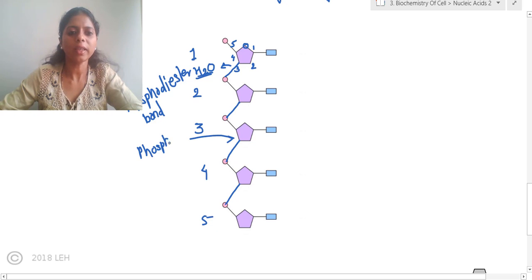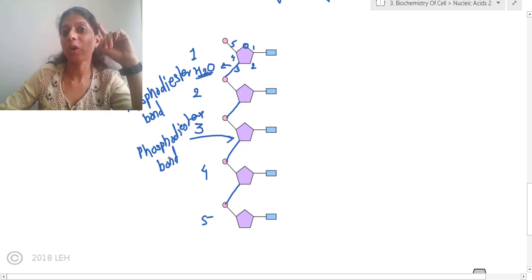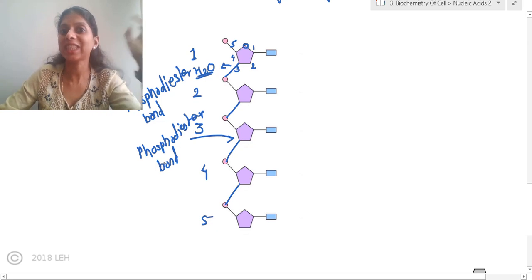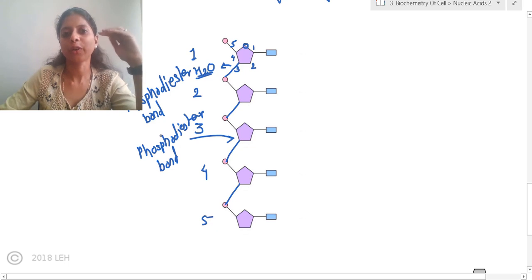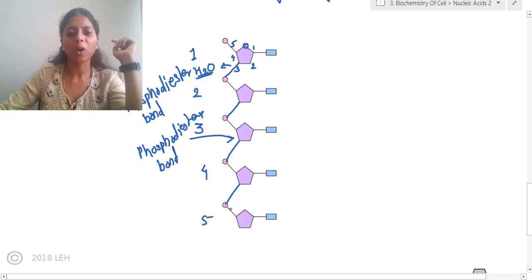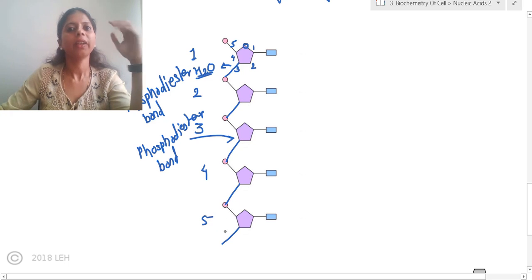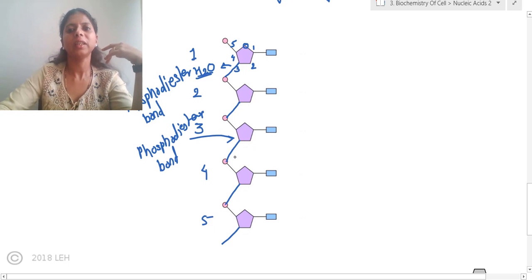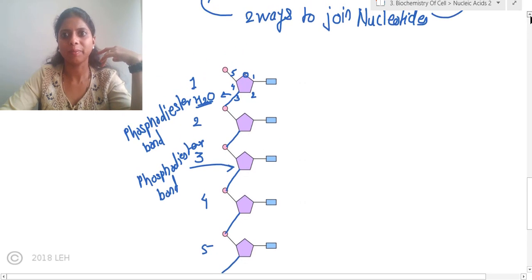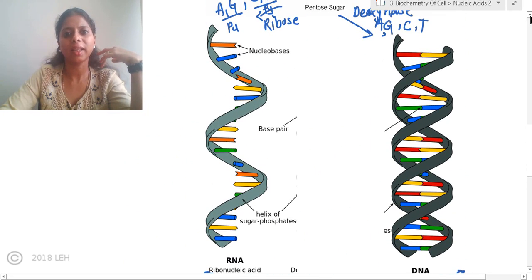The bond is called phosphodiester bond. Never forget it. Remember, the first bond which I taught you while formation of nucleotide is phosphoester bond, and this one is phosphodiester bond. Okay, so likewise all these nucleotides will join to one another to form a long chain. Now RNA is formed like this.